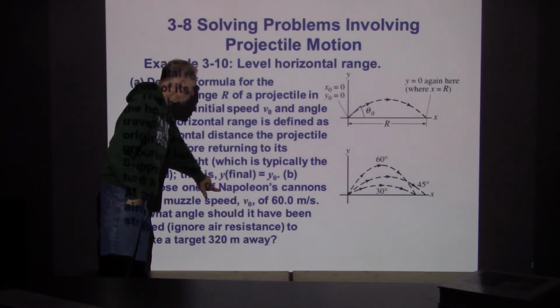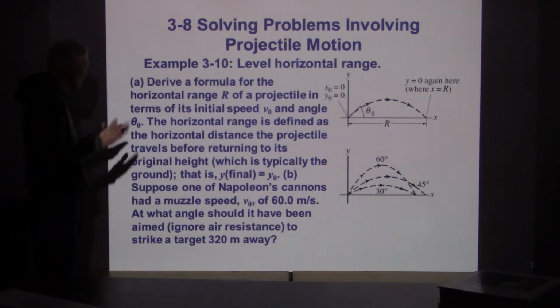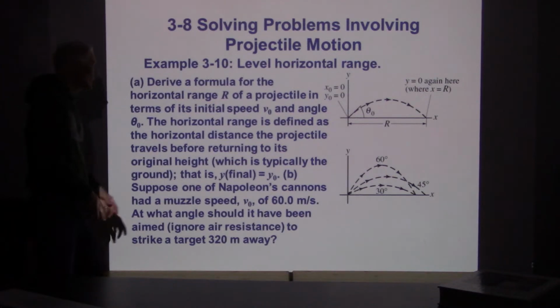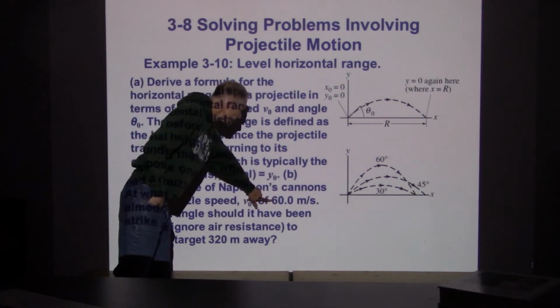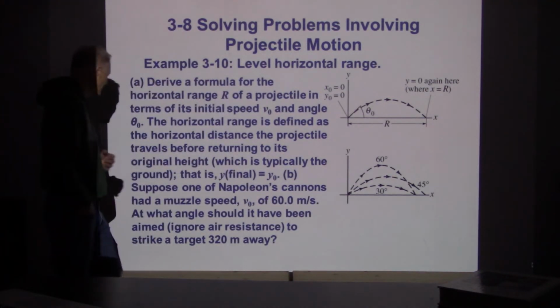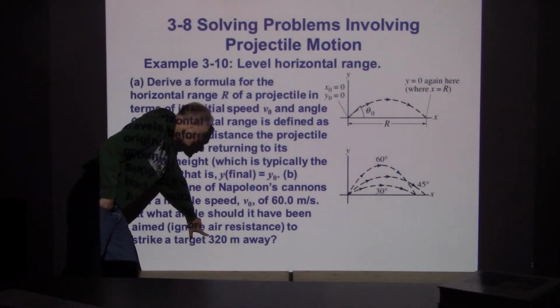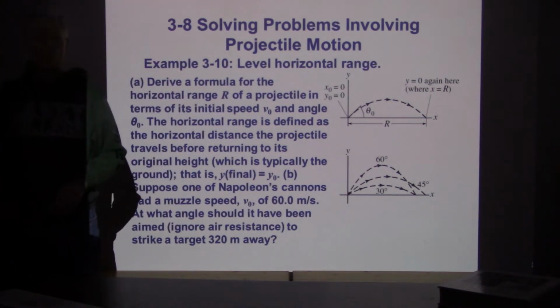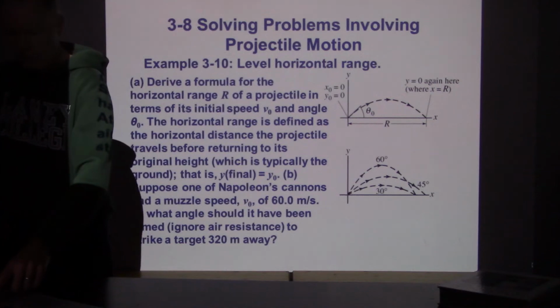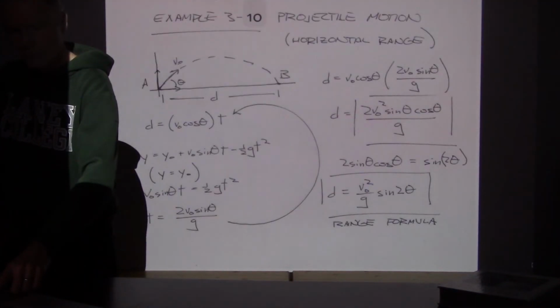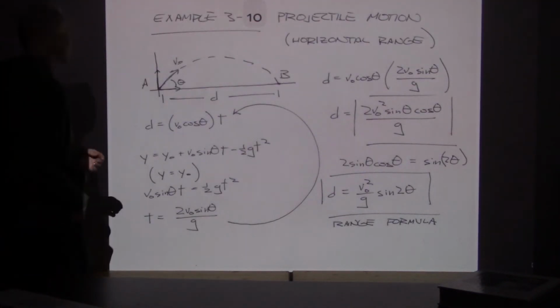Anyway, we are launching an object. Apparently it's some cannonballs coming out of the cannons. They're coming out at 60 meters per second. That's really fast. We're going to neglect air resistance. What angle should they launch these at in order to hit a target 320 meters away? These cannons fire a pretty long distance here. This is kind of high tech. So same picture as before.